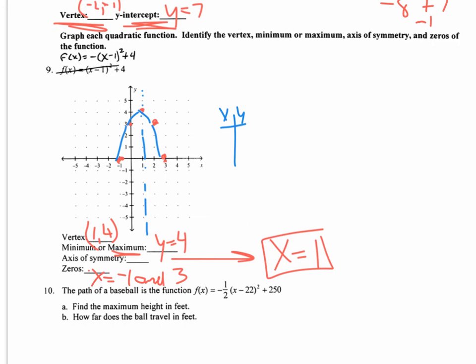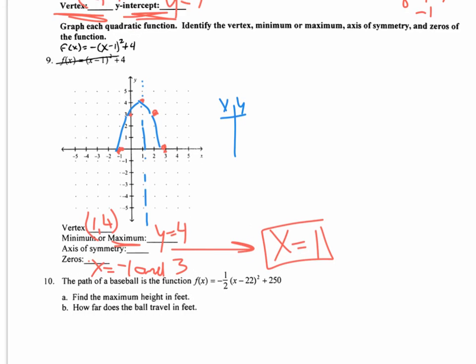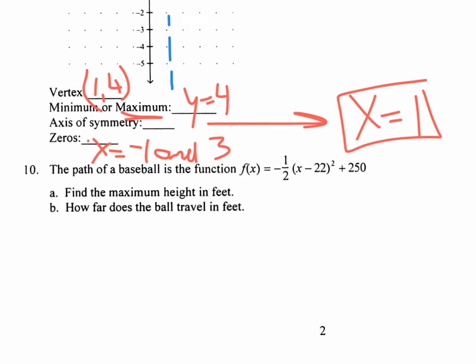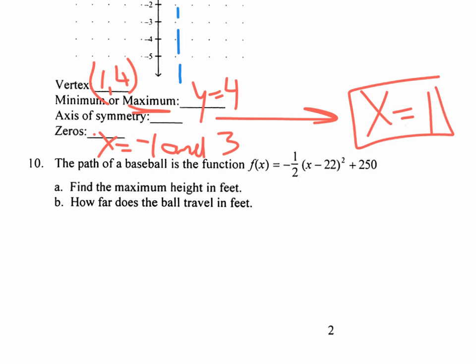This last one on this page, we're talking about the path of a baseball. And they're using this function right here, which is -1/2, and it's in vertex form, and it's obviously opening down, and it's a little bit wider, so it's something like that, right? And that makes perfect sense. When you hit the baseball, it goes up, it goes down. The thing is this, on the test, we're not going to do this one. We're going to scratch out B, okay? I'll explain later. Let's just talk about the maximum height in feet.